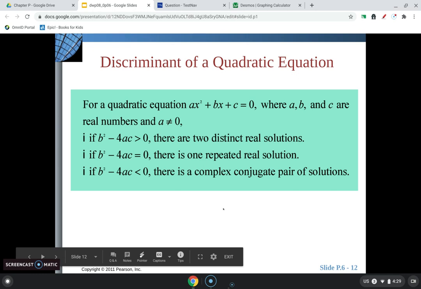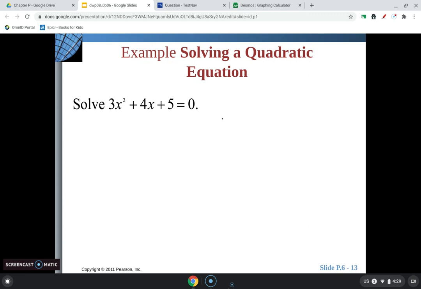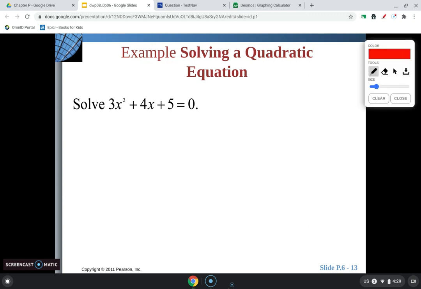All right, we talked about the quadratic formula. We talked about this in P5 a little bit. Remember, if your discriminant is positive, there are 2 answers. If it's 0, there's 1 answer. And if it's less than 0, your answer is going to be in terms of i. So when you do the quadratic formula, you can get i in your answer. So let's go through one like that.